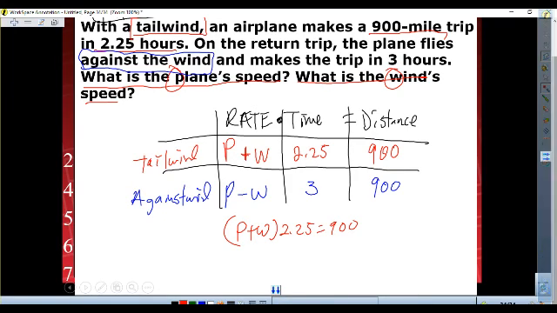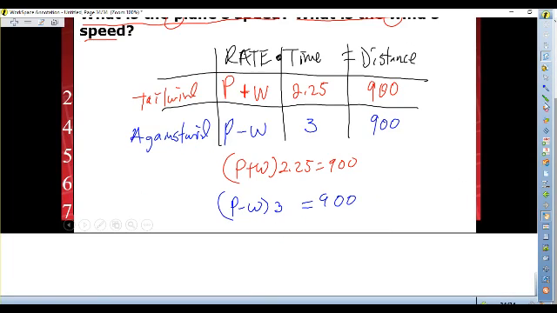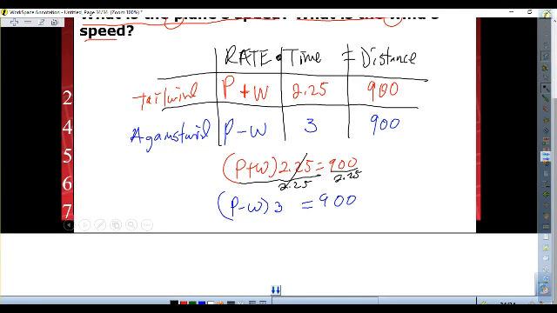Leave a space underneath that. And then let's write the other one. P minus W times 3 equals 900. But it looks kind of funky right now, doesn't it? I need to get rid of that 2.25. So watch. Divide by 2.25. We're left with P plus W equals, what is 900 divided by 2.25?